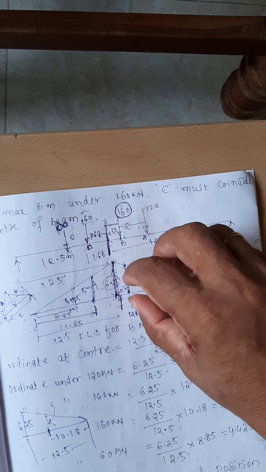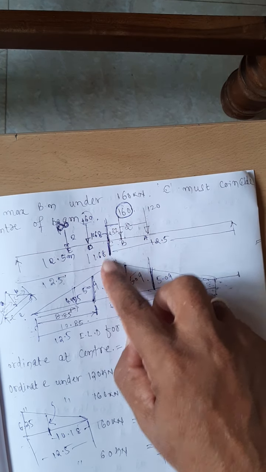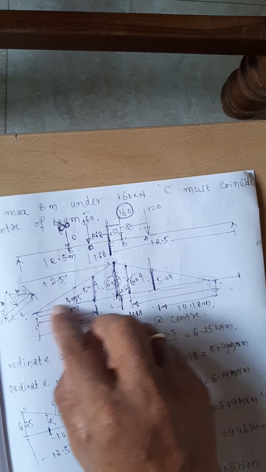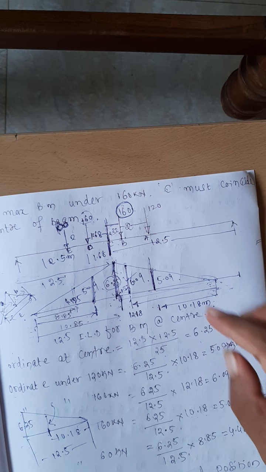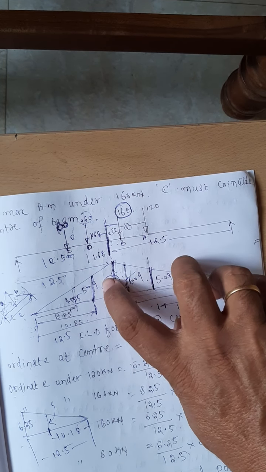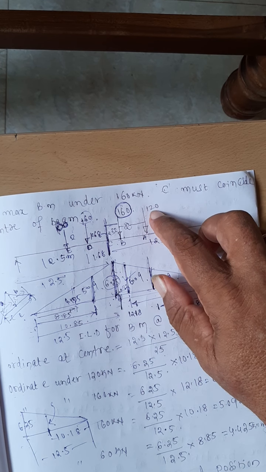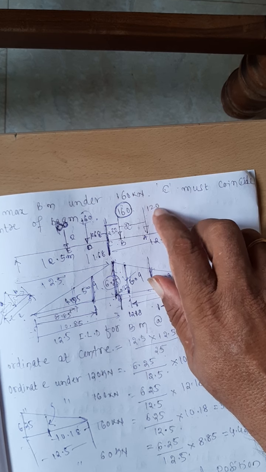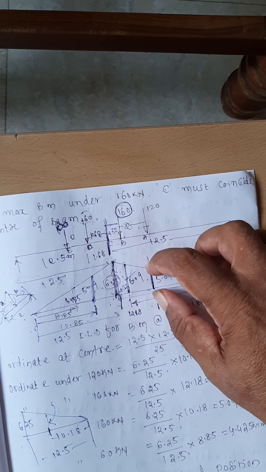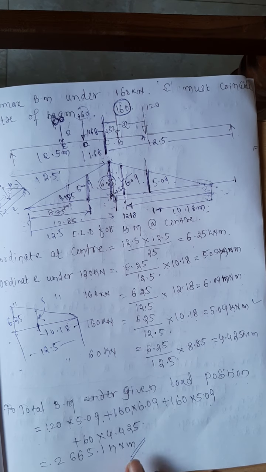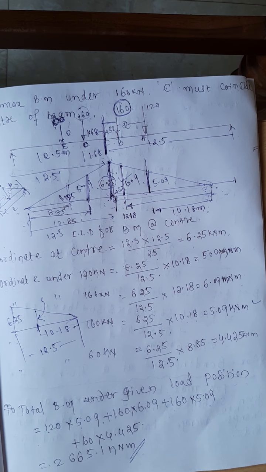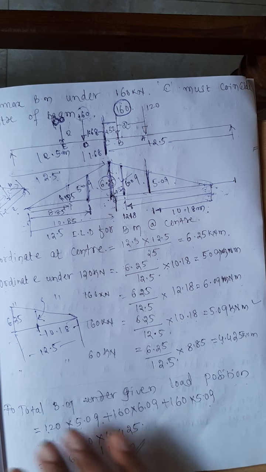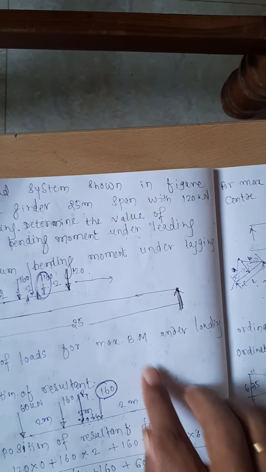Next, you are calculating these numbers by using the properties of similar triangles. Once you get these numbers, the ordinates, the load multiplied by ordinate will give you the effect at that location. Here it is the bending moment. The load multiplied by this ordinate will give you the bending moment here. You add all that effect to get the final bending moment, and it comes out to be 2665.1 kilonewton meter.